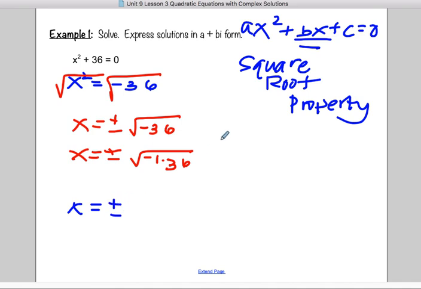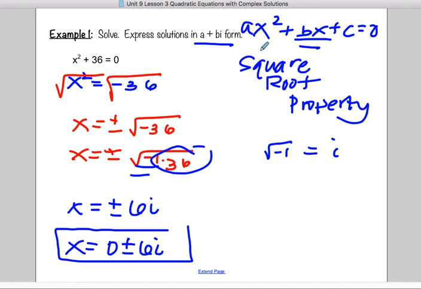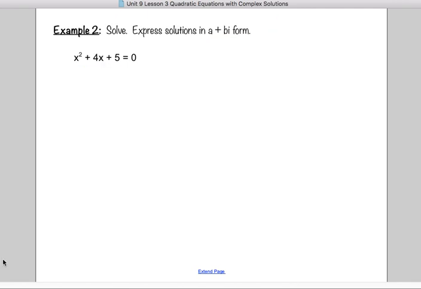And then x is going to equal plus or minus the square root of negative 1. The square root of negative 1, remember, is equal to i. And then the square root of 36 is 6, so it is 6i. So it wants our final answer in a plus bi form, so our answer will be x equals 0, that's the real part, there is no real part, plus or minus 6i. Okay, so you can use the square root property, remember, when there is no b term, no term with just an x.